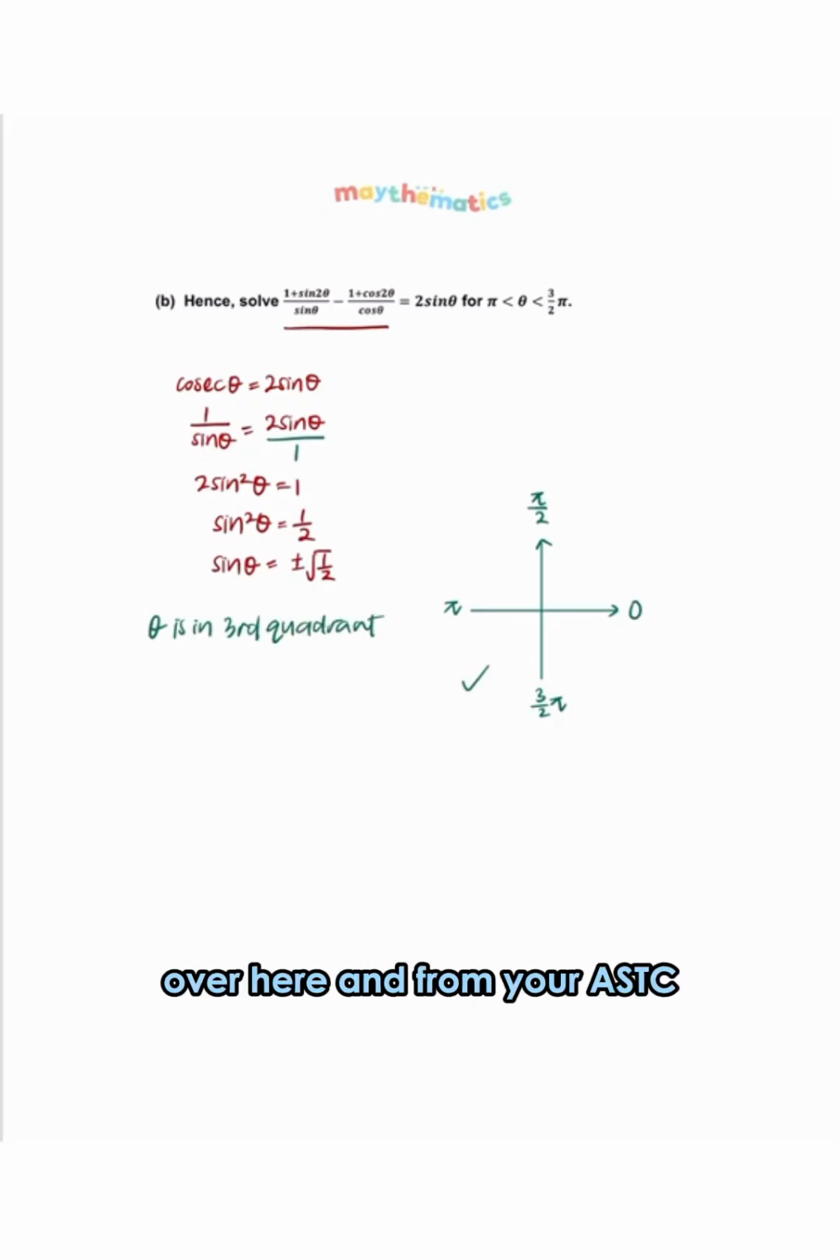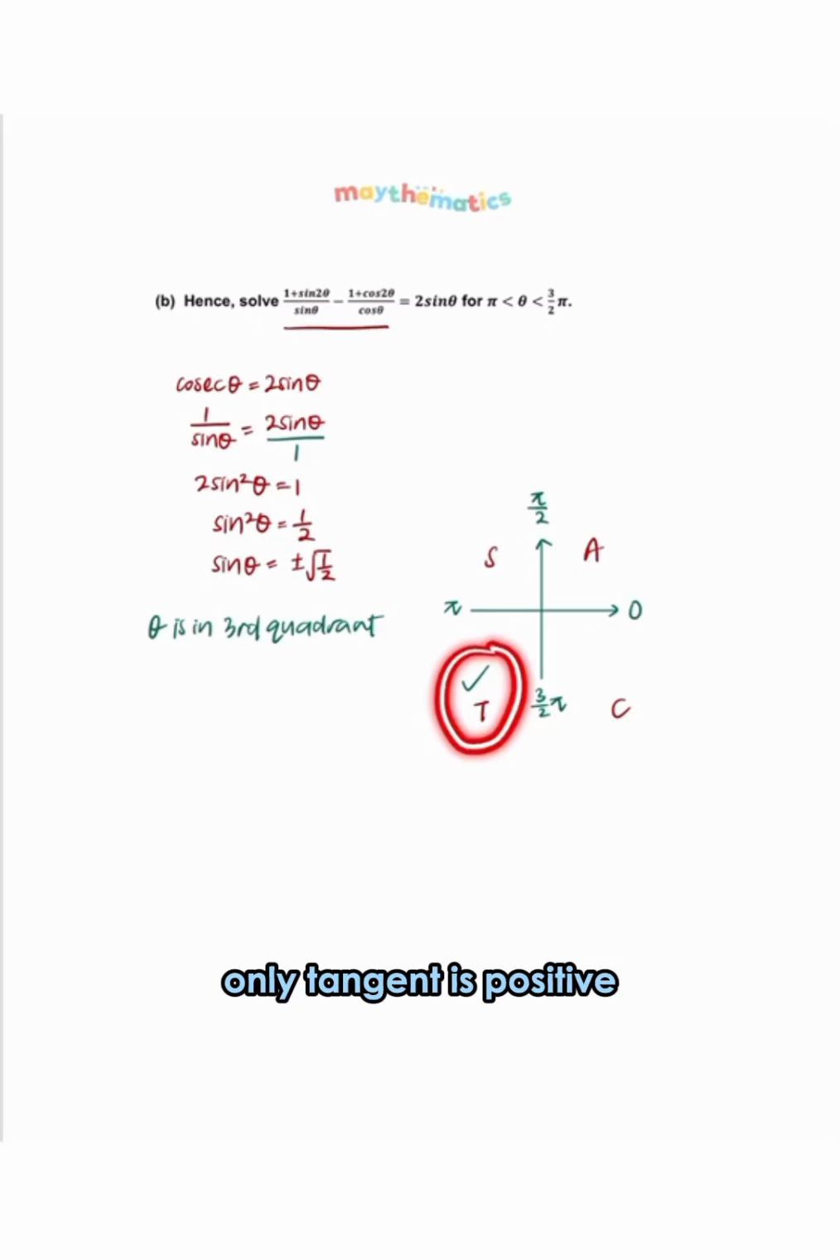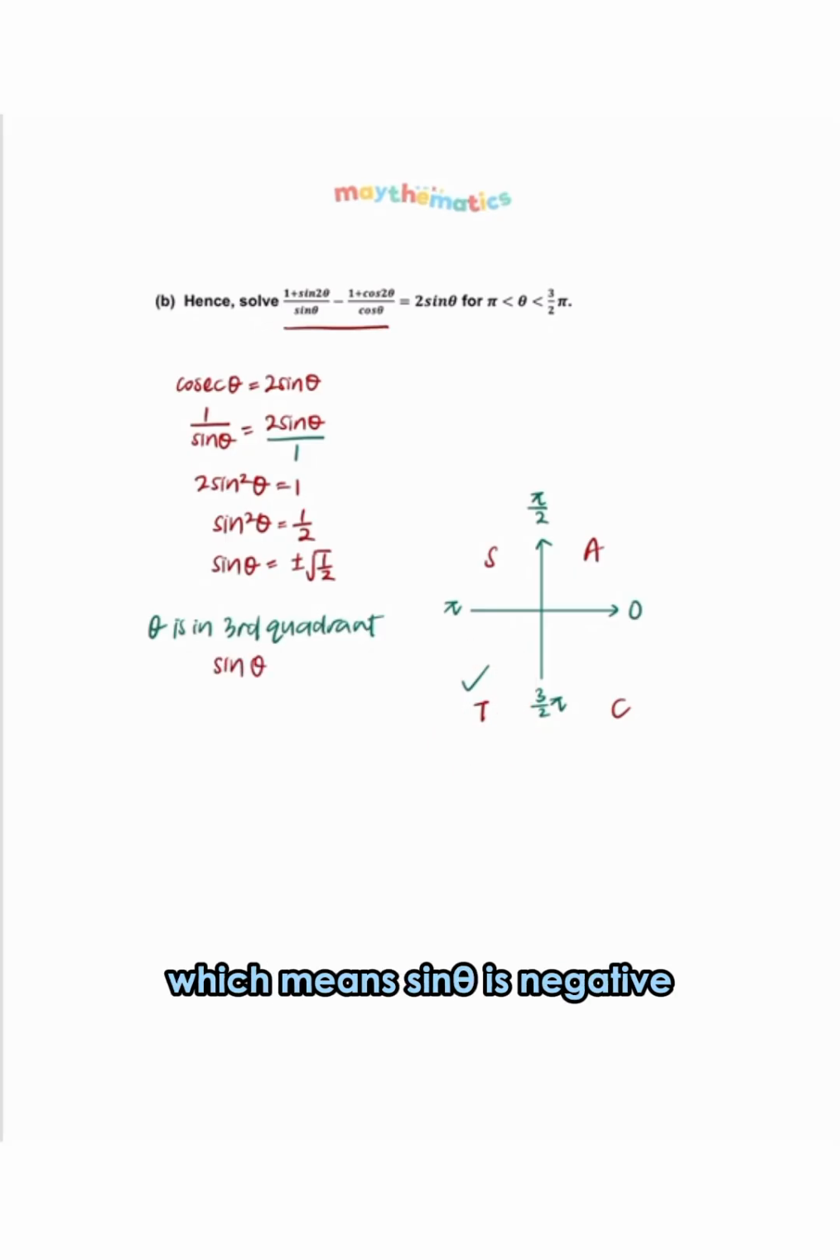And from your ASTC, okay, we know that in your third quadrant, only tangent is positive, which means sine theta is negative, and we have to take sine theta equals negative square root of 1 over 2. And this is the same as negative 1 over square root 2.